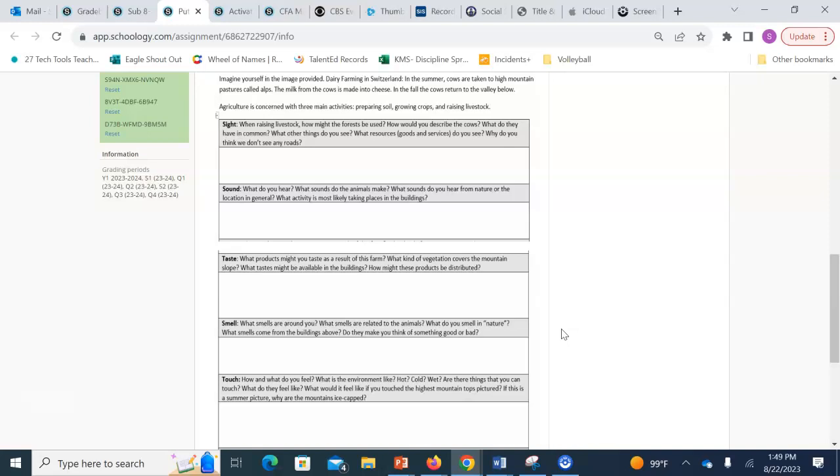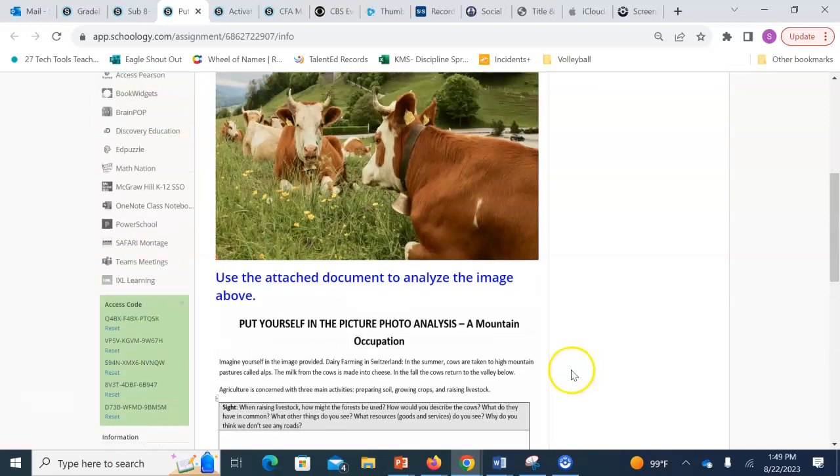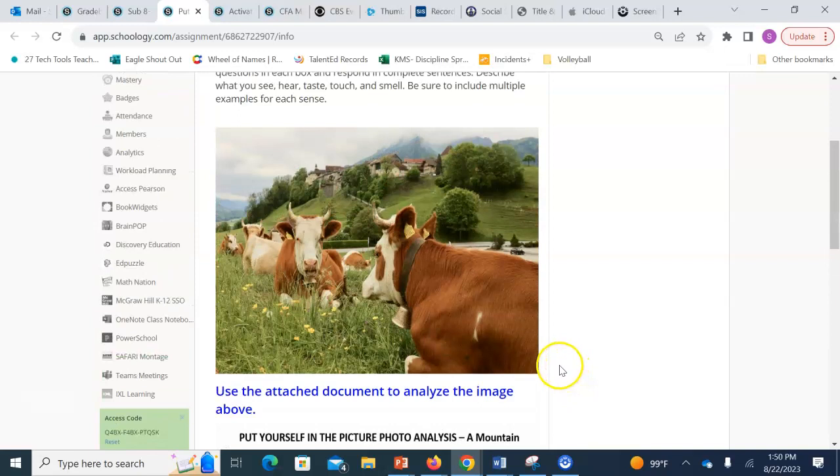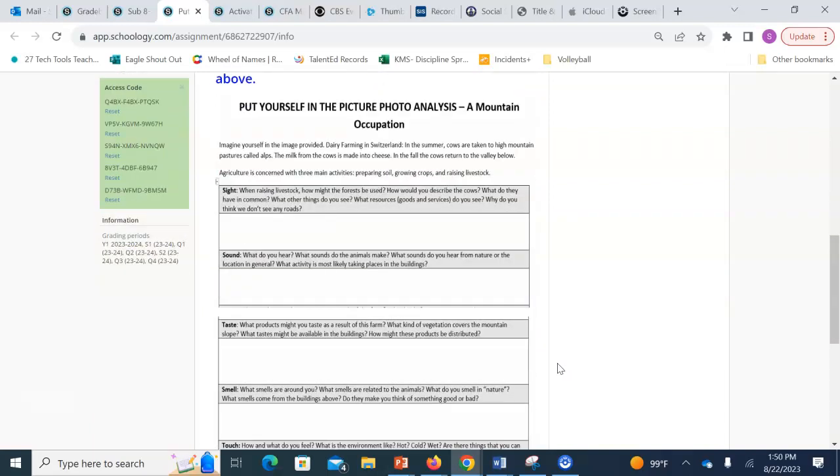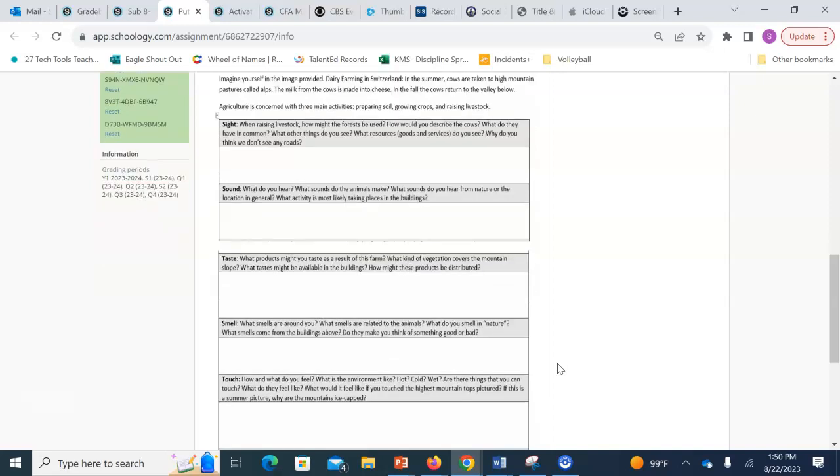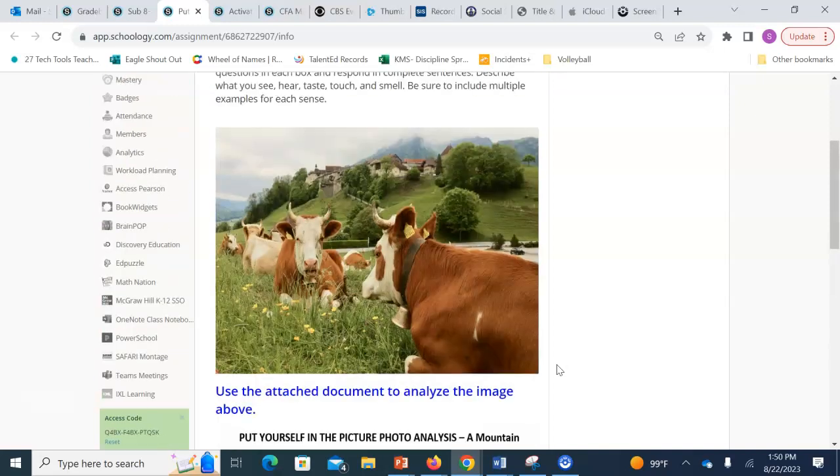All right, smell. Our next sense is smell. What smells are around you? So what do you smell here? It's beautiful outdoors. What smells are related to animals? Do they have a particular smell? What do you notice about the animal smells? What about nature? What kind of smells do you have from nature?